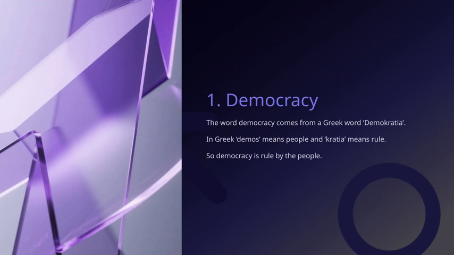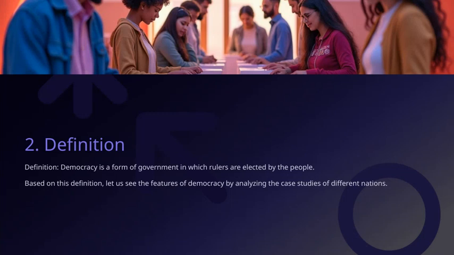Understanding this origin helps us see why democracy is so important in shaping governments that are accountable and representative of the people's will. Throughout this presentation, we'll explore how democracy functions in practice and why it's considered a foundational element of modern governance.